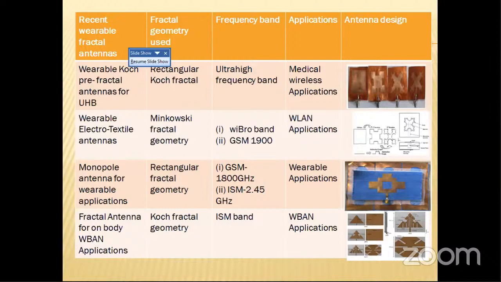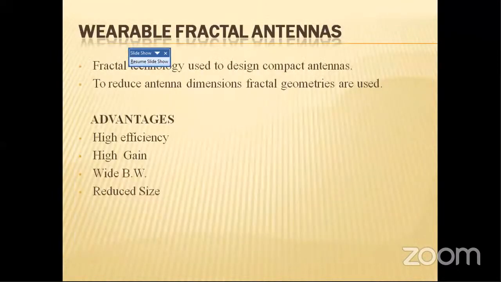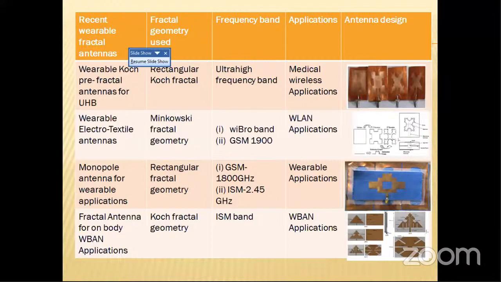Another antenna is a fractal antenna for on-body wireless application. The geometry used in this antenna is Koch fractal geometry. The frequency band is the ISM band. This antenna is used for wireless body area applications. The substrate used in this antenna is a vinyl polymer flexible substrate, which has very low cost. It is very beneficial if we need a cheap antenna. This is a comparison of various wearable fractal antennas.